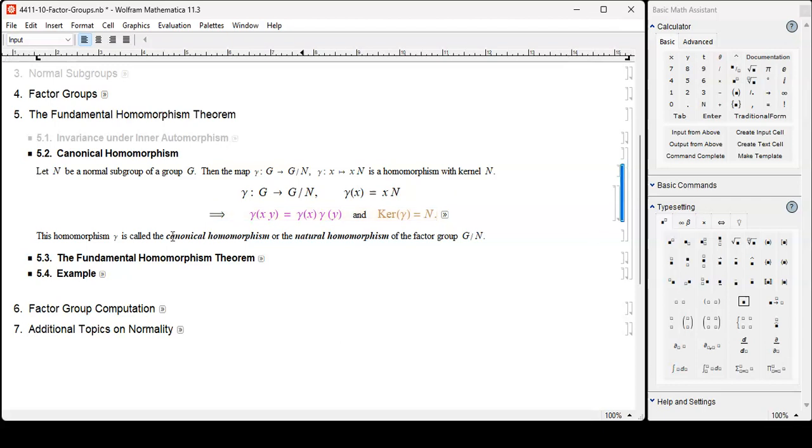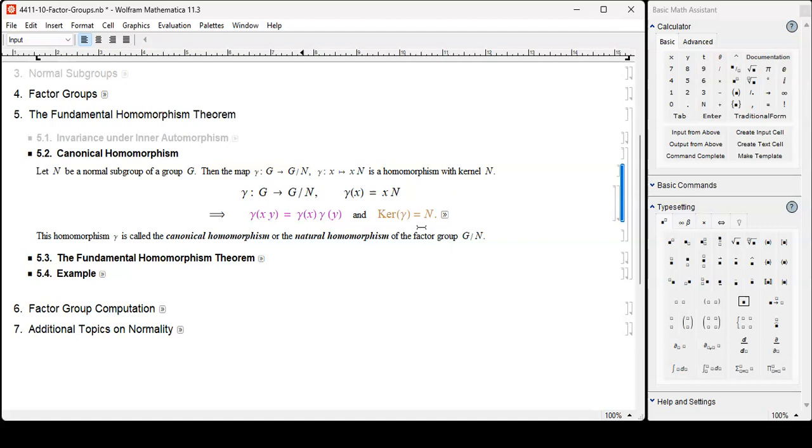This homomorphism is called the canonical homomorphism or the natural homomorphism of the factor group G over N. And I may end up using alternative terms, canonical projection or natural projection, from time to time, because when this is applied in geometry, and some analysis too, but mostly in geometry, it takes the form of a projection most of the time. So many people call these projections, but I'll try to follow the notation from the textbook. So I'll call it canonical homomorphism or natural homomorphism.